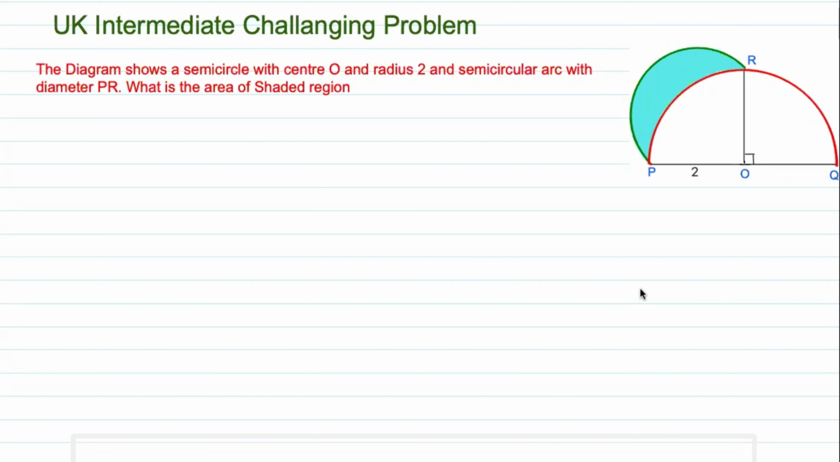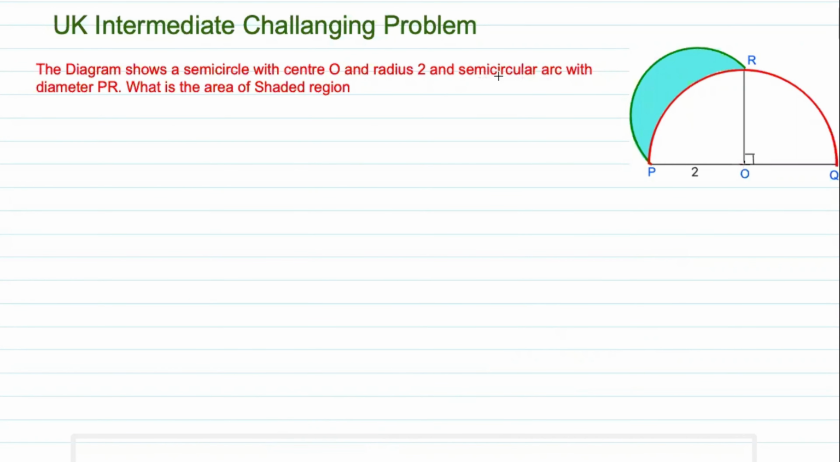Now we start the problem. Now the problem is here. The diagram shows a semicircle with center O and radius 2, and the semicircle arc with diameter PR. What is the area of the shaded region?